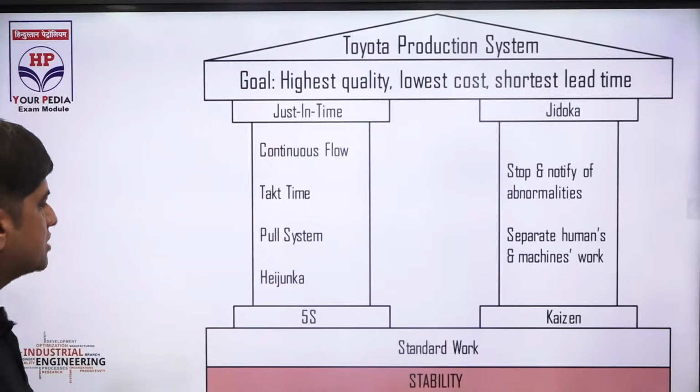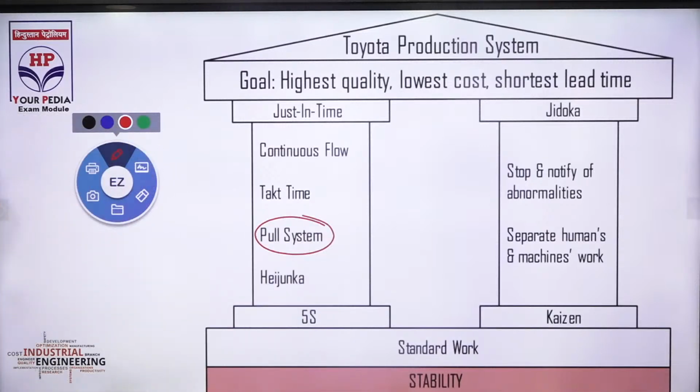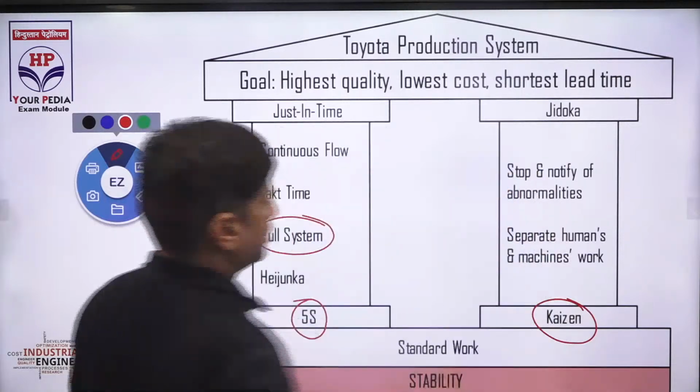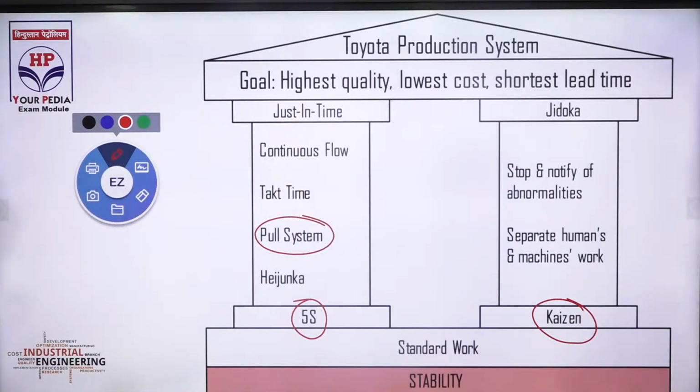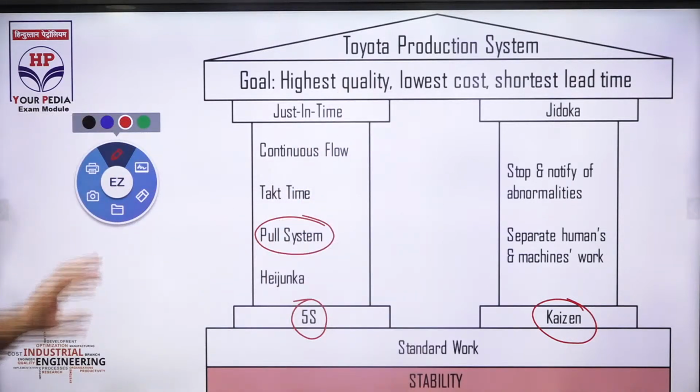I'll discuss with you what 5S is, and this is a very, very important thing, the pull system. What is the meaning of pull system? I'll discuss that also. So Toyota production system: lowest cost, shortest lead time, just in time, continuous flow, pull system, 5S, and Kaizen, continuous improvement. These are very, very important terminologies of industrial engineering. Go through all of these and you will understand their meaning.